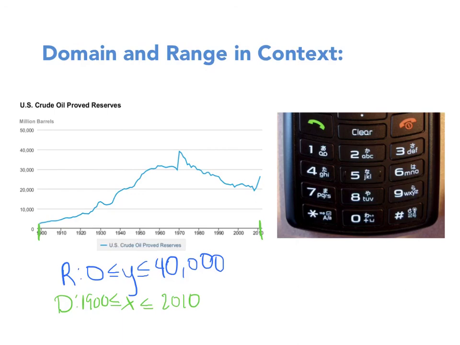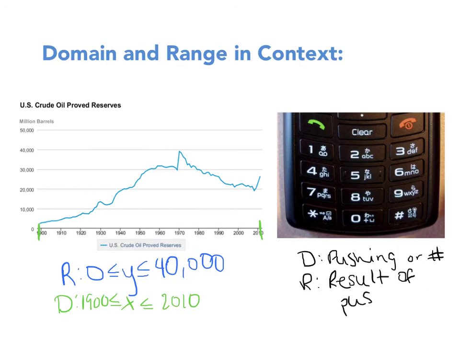So that's how it goes for all of these. You have your domain, which is pushing the button or number, and then the range would be the result of the push. That's just a way to put domain and range in context.